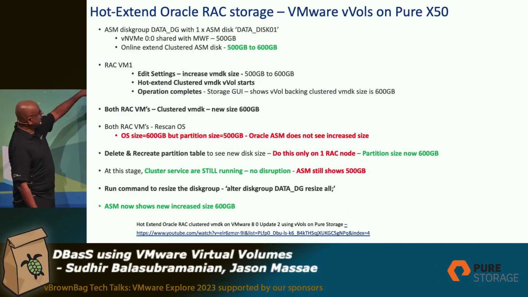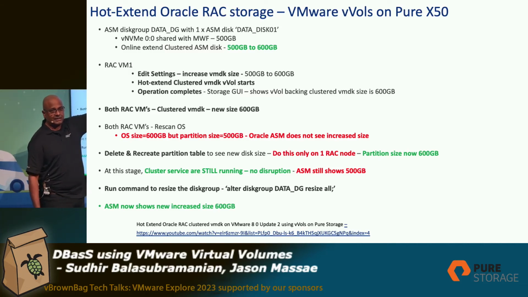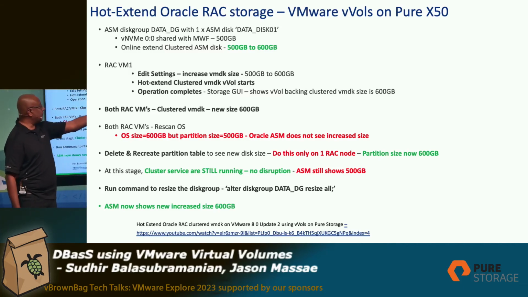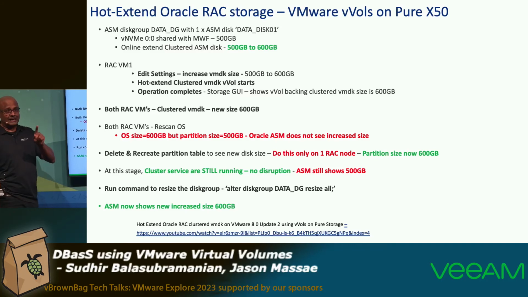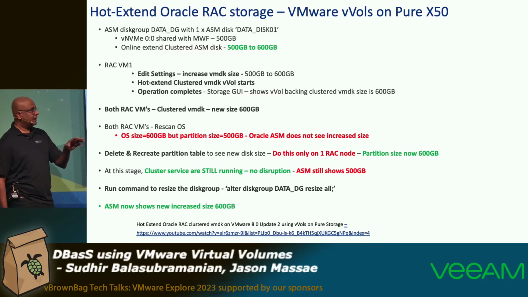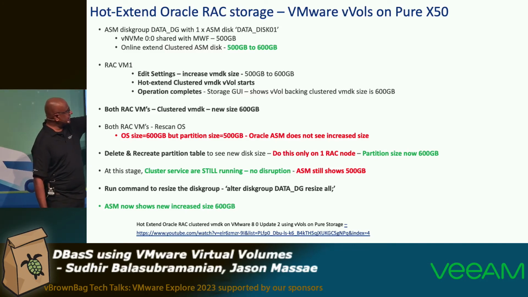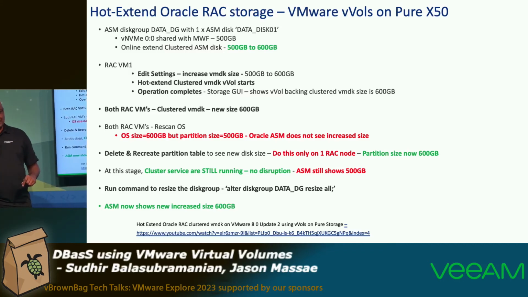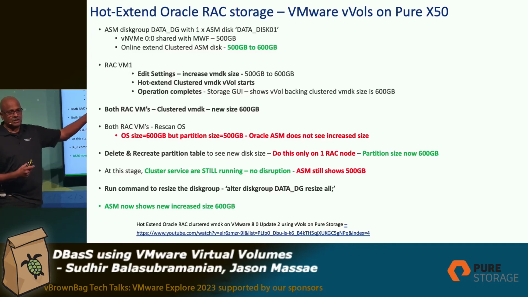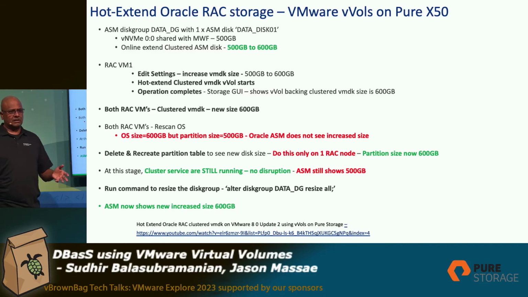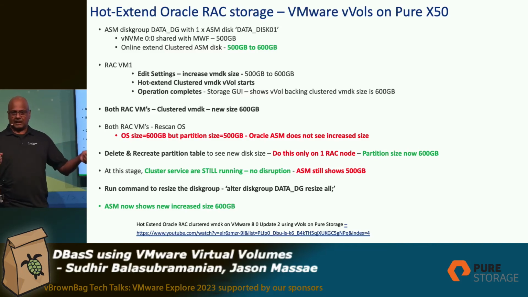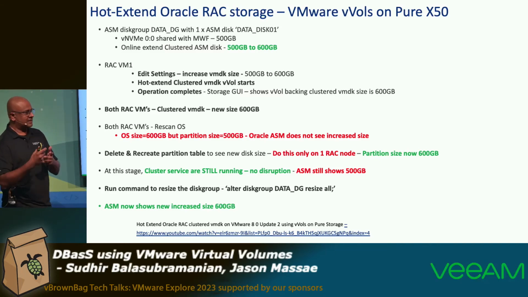I want to move from, let's say, 500 gigabyte to 600 gigabyte. All I did was on RAC virtual machine 1, so you have to pick one VM. Pick RAC VM1, increase the VMDK size. When you increase the VMDK size on the vSphere level, the size starts increasing on the storage level, right? So once the storage extension is done, the storage GUI, the one you are using for vVol, will come back and say, done. I have increased it from 500 gigs to 600 gigs.